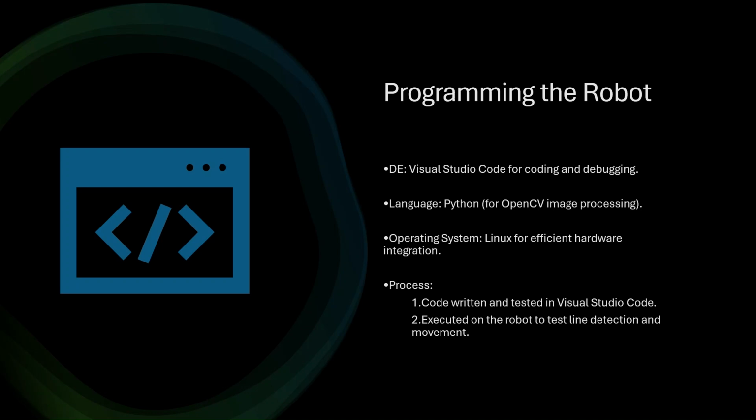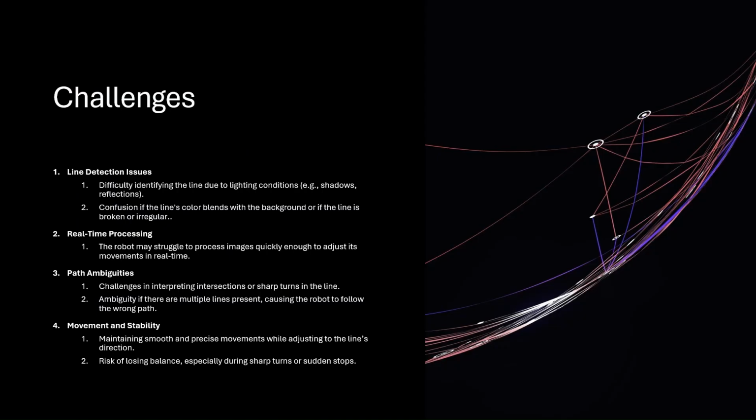Programming the robot. We're going to use Visual Studio Code for coding and debugging. The language we will be using is Python, and we're going to use OpenCV for the image processing. The operating system we are using is Linux because it has efficient hardware integration and is more powerful than Microsoft. Also, everything that we need for OP3 is in Linux, so we kind of need to use it. We're going to write the code, and then we're going to execute it on the robot to test the line detection and movement, as you will see later in this video.